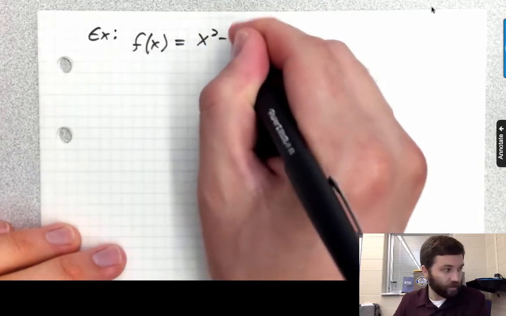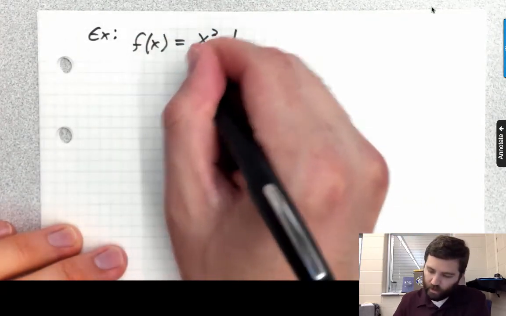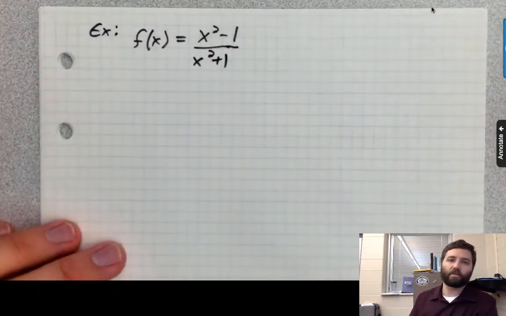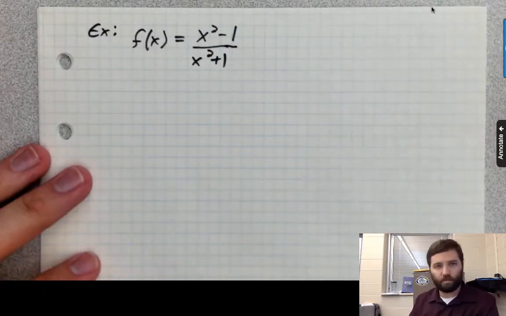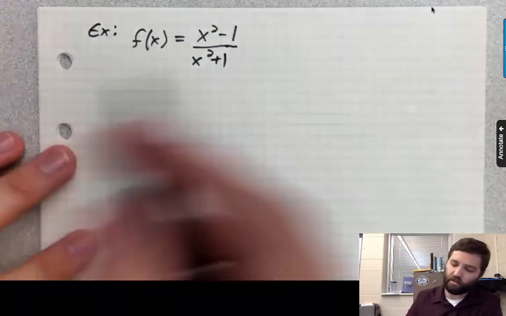x squared minus 1 divided by x squared plus 1. You should give this one a try and see how you do. And then, yeah, sure, scrub through the video to the end, see if you get it right. If you don't, then watch the explanation.